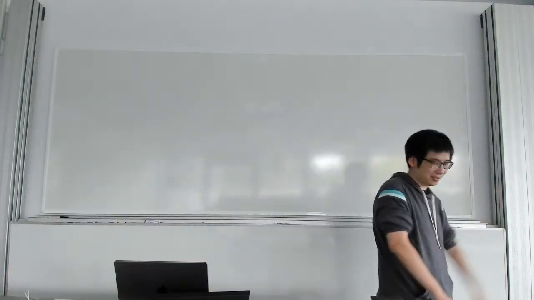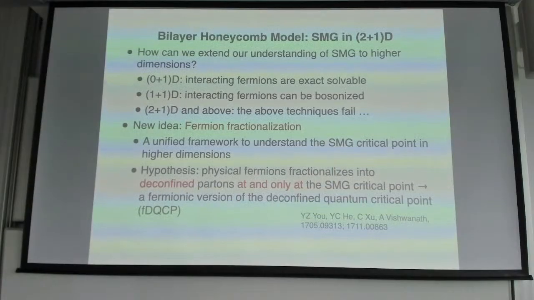And then in the following part, I'm going to present a symmetric mass generation example in 2 plus 1D, because, of course, we want to generalize to higher dimension that may be more interesting and useful. So how can we extend our understanding about SMG that I just talked about in 0 plus 1D and 1 plus 1D to higher dimension?